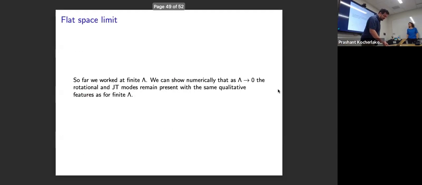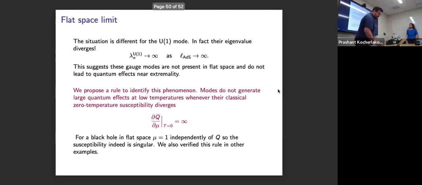Then we can ask about the flat space limit. Oh, okay. Thank you. Yes, so we can take the limit in which the length of the AdS radius goes to infinity, or lambda goes to zero, and see what happens. The only thing that I thought I would have time to mention was that for the Schwarzschild, for the JT modes and these rotational modes, there is nothing funny. The eigenvalues are finite. It just changes the coefficient of the linear in T behavior, but nothing else happens.